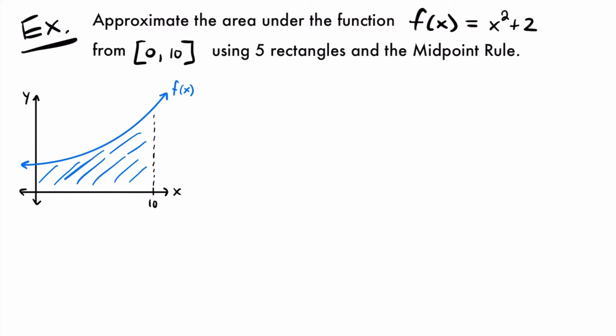All right, so then the formula that we use to calculate the area using rectangles is the following. We have that the area is equal to delta x, the width of our rectangles, times the sum from i equals 1 to n, where n is the number of rectangles, of the function evaluated at x sub i, where this represents the height of each of our rectangles.